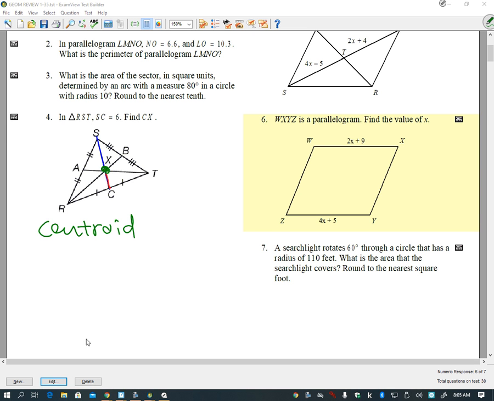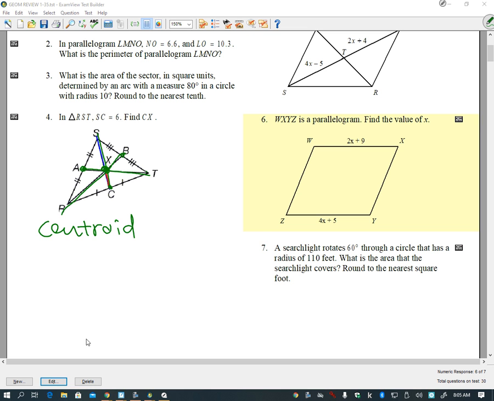The reason I know it's a centroid is because it's made up of midpoints of line segments that are taken back to vertexes. A is a midpoint of SR, and I have a line from there drawn back to the opposite vertex, T. C is a midpoint of RT, with a line drawn back to the opposite vertex S. Point B is a midpoint between S and T, and it has a line drawn to the opposite vertex R. That tells me that X is a centroid.